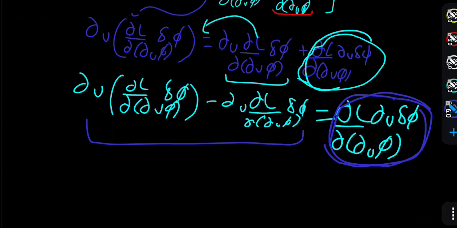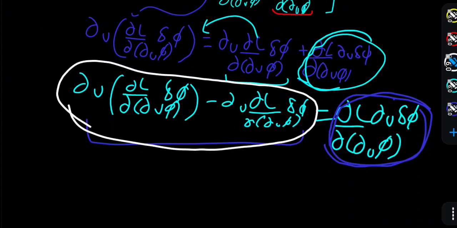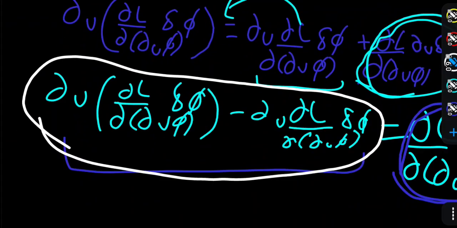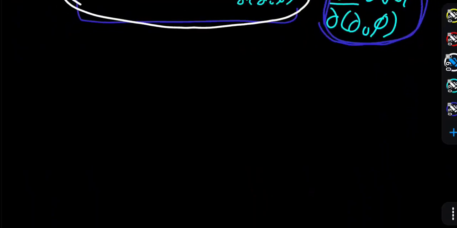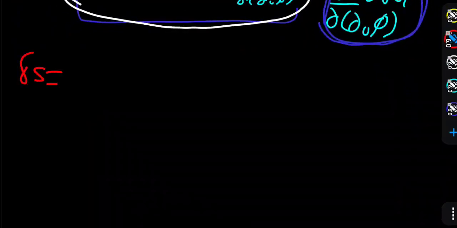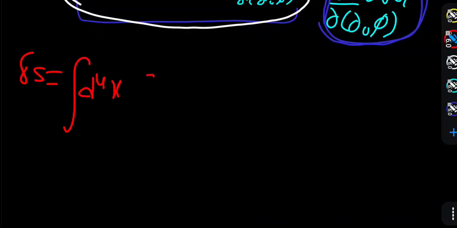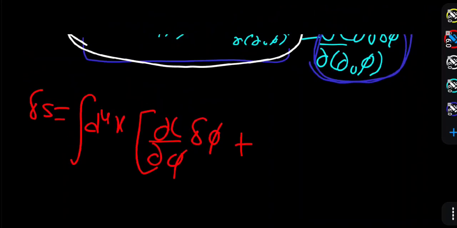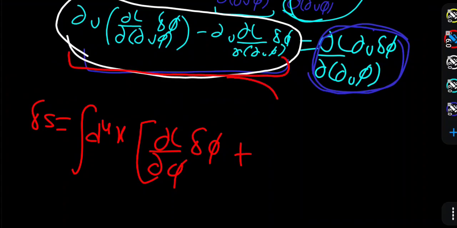So I'm going to put this particular equation, see very carefully, in the place of this particular equation. Let's see what will happen. Initially we have our small variation in S, and it is equal to the integral of d⁴x, and it was ∂L/∂φ δφ, and then plus I'm going to write this particular equation here.